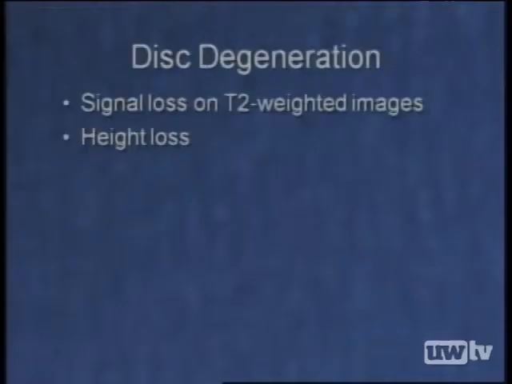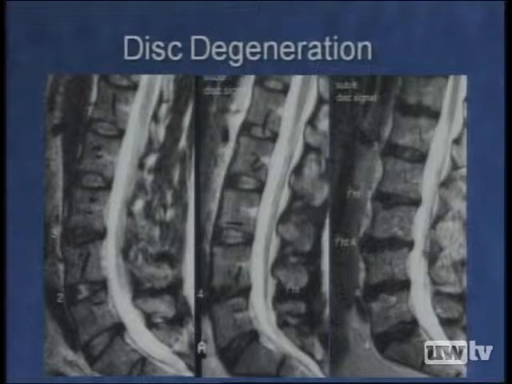What about disc degeneration? Disc degeneration, as defined by signal loss on the T2 weighted images, or a black disc, and height loss, again, is a finding that is frequently seen and frequently attributed to people's low back pain. This is one of our study subjects from the LAID BACK study. Actually, three of our study subjects, all of which show degenerated discs, so signal loss at one or even multiple levels, as well as height loss, as well as some disc bulging in some cases. None of these patients had low back pain.